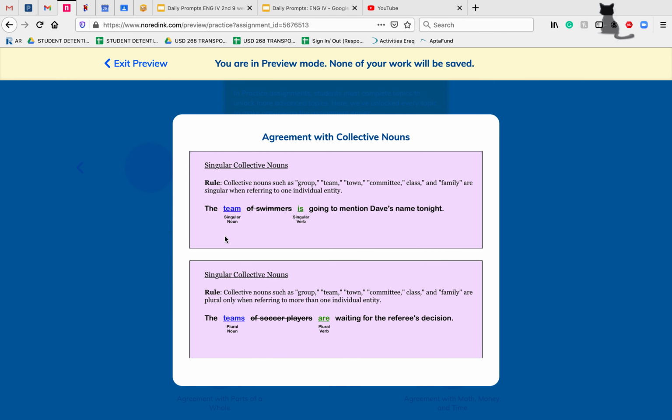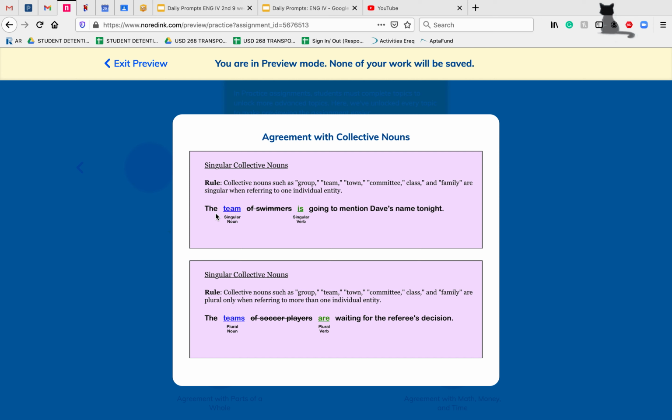Now, collective nouns are words like group, team, town, committee, class, family, any of these that are technically a singular word. So there's one team, but that team is made up of multiple people. That's what makes it collective. So if you have a collection of something, you probably have more than one. So when we have what is referred to as a singular collective noun, we want to make sure we pair it with the singular verb.